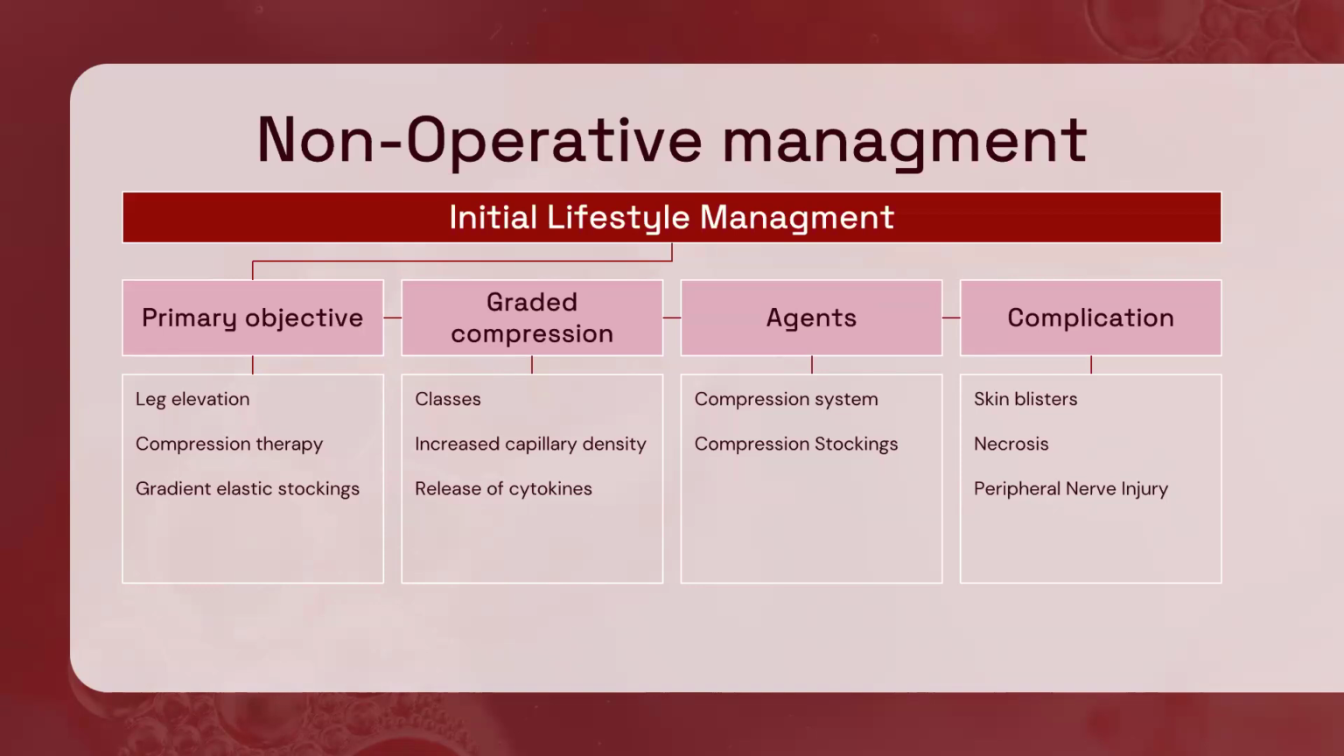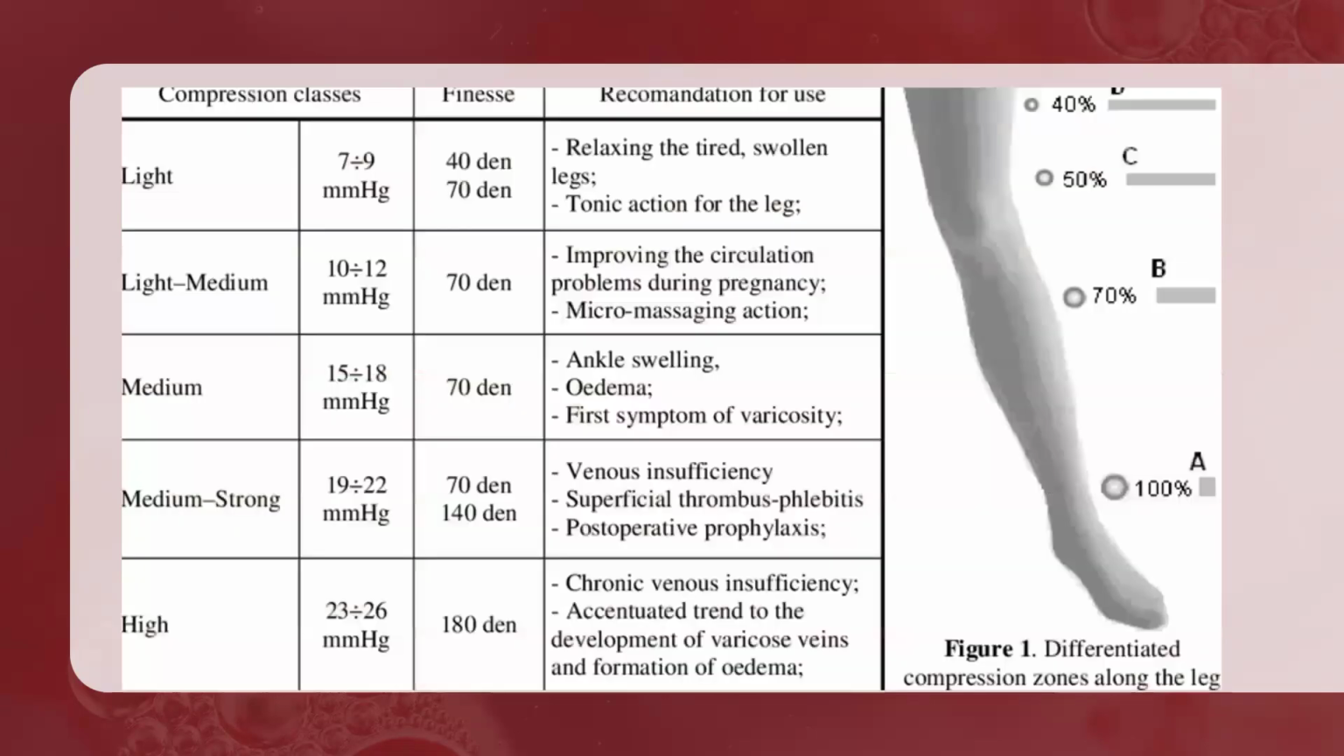Yes, sir. What is class? How much pressure does class 1 give? How much pressure does class 2 give? How much pressure does class 3 give? Class 1 commonly is 15 to 21, sir. Class 2 is the medium strong one, and high will be the strong one, the class 3, which is 35 to 45, sir.